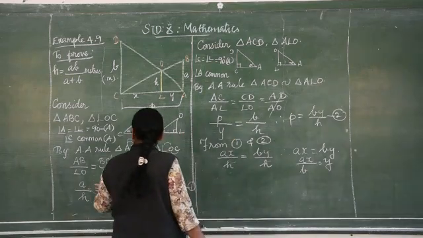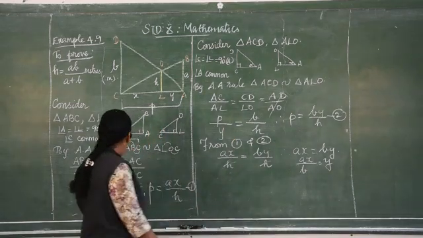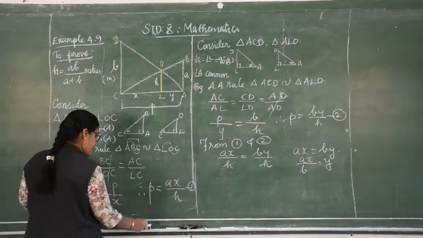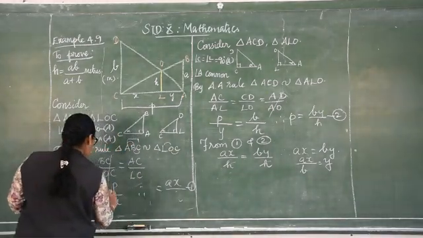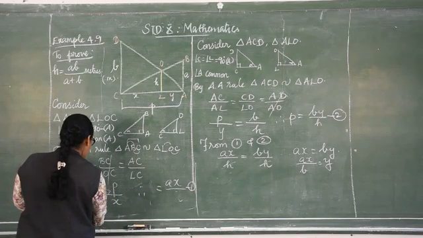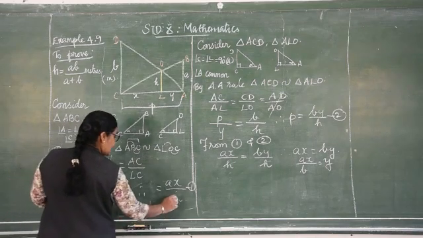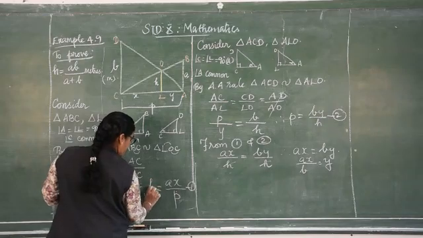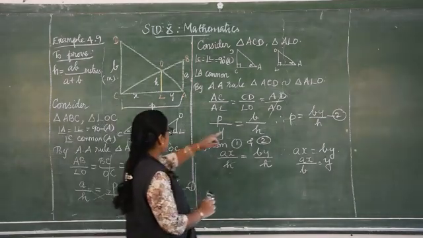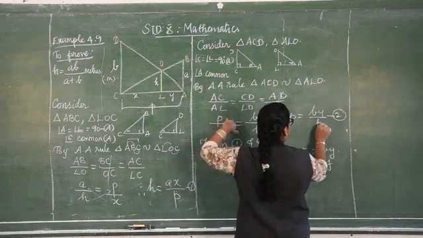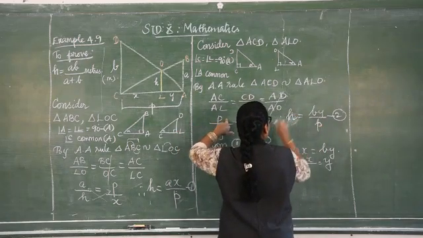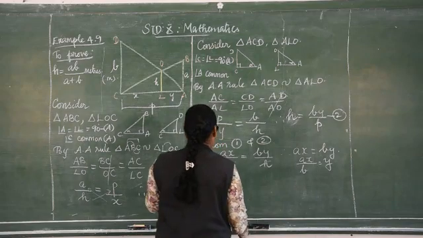Or else you keep this H value here and bring the P value here. When you bring it here, what will you get? H value here, cross multiply this one, AX by P is equal to H. And H value when you bring it here, BY by P is equal to H. So we need both the values.